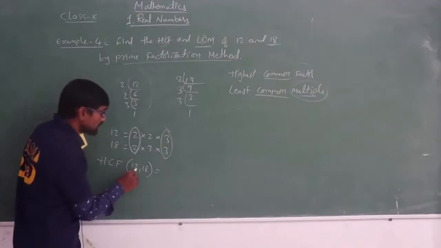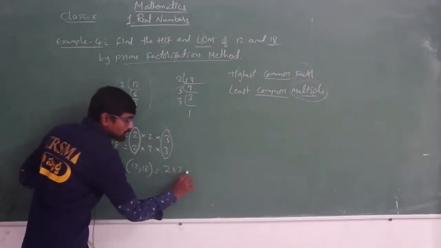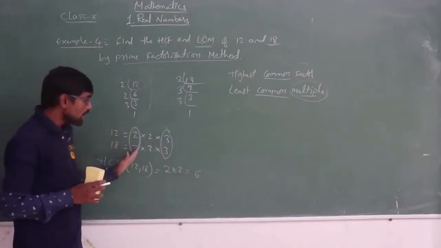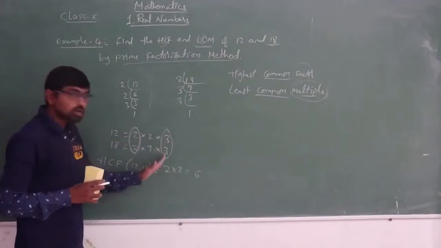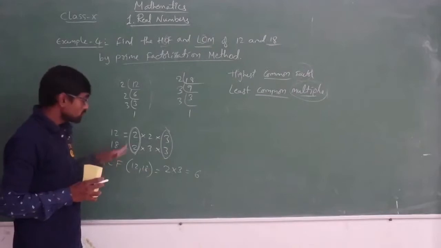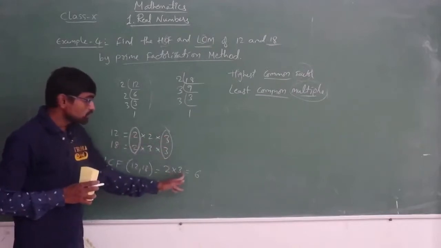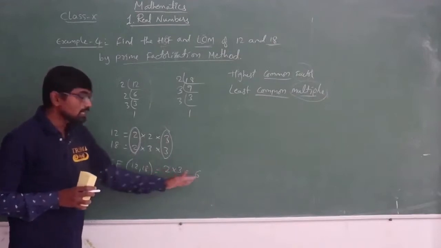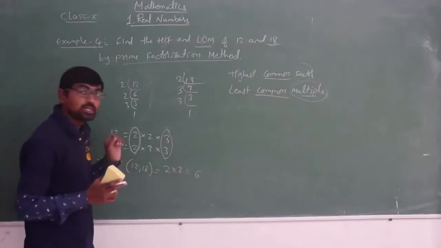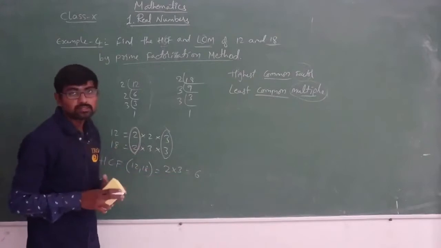The highest common factor of 12 and 18 is 2 into 3, which equals 6. Hope you all understood, isn't it? So these are the factors which are common. In HCF, we are taking the common factors as 2 and 3. So 2 into 3 equals 6. So 2 3s are 6. It means that the highest common factor of 12 and 18 is 6.